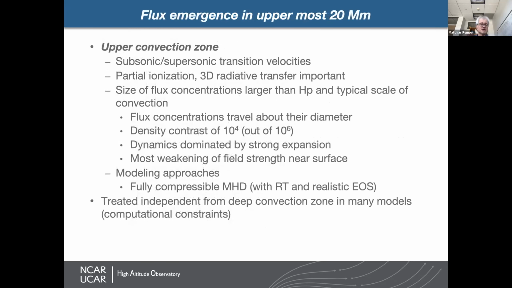So I would like to talk about the upper convection zone. Here you have the transition from subsonic to supersonic flows in the photosphere. You have to account for partial ionization.